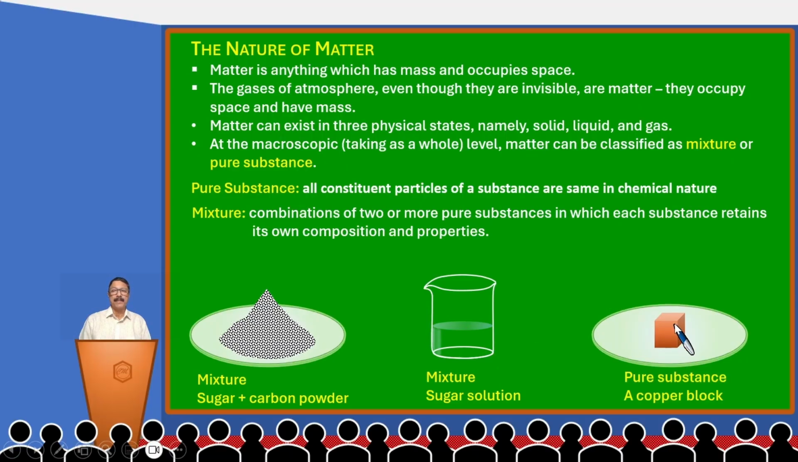This is a copper piece, that is a pure substance. This is a heterogeneous mixture. This one is a homogeneous mixture, that is a solution. And a pure substance also is homogeneous. An important characteristic of all mixtures is that they can have variable compositions. On the other hand, a pure substance has a fixed composition.